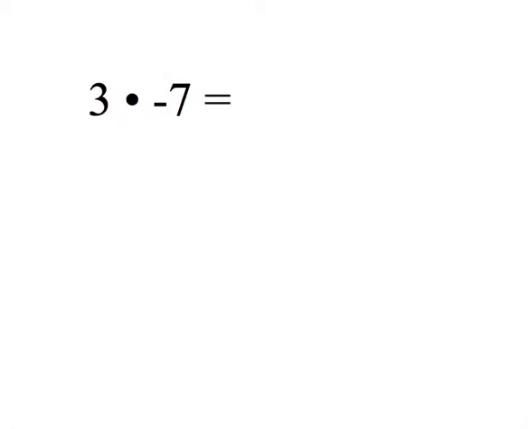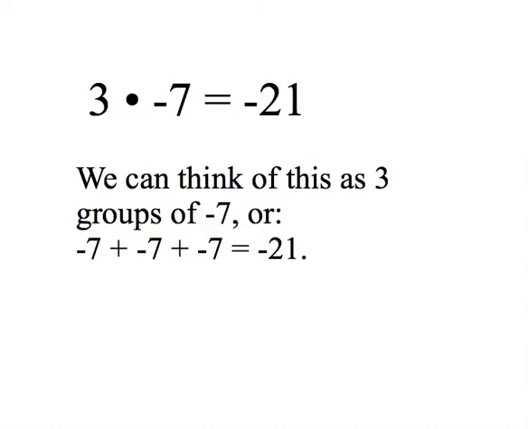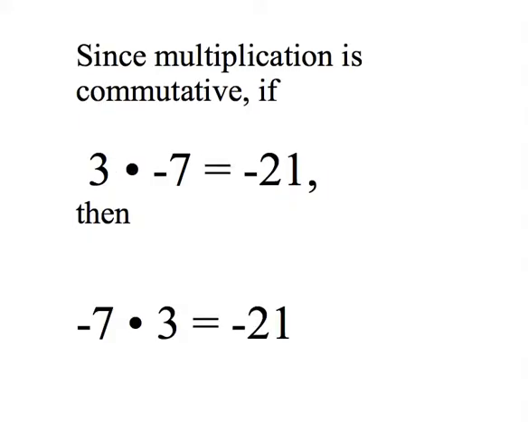Now here's a problem where one of the factors is negative. 3 times negative 7. And that's negative 21. We can think of this as 3 groups of negative 7, and we know that negative 7 plus negative 7 plus negative 7 is equal to negative 21. Since multiplication is commutative, if 3 times negative 7 is equal to negative 21, then negative 7 times 3 is equal to negative 21.